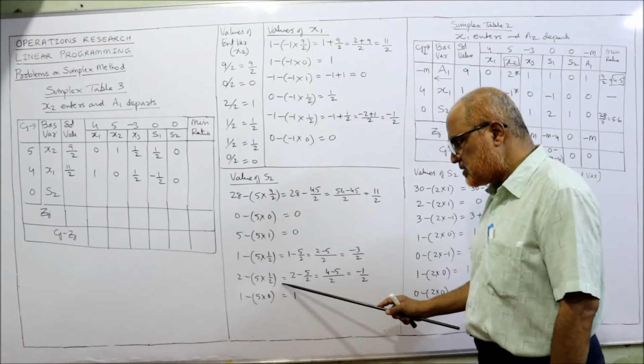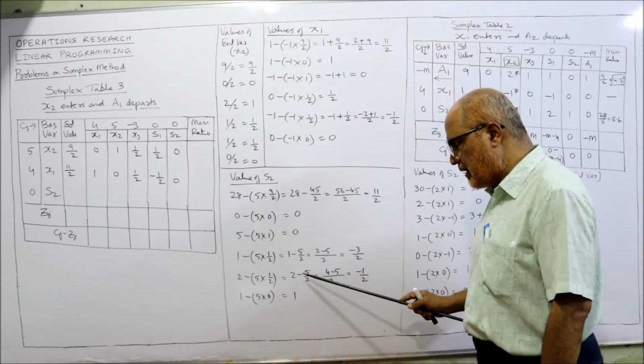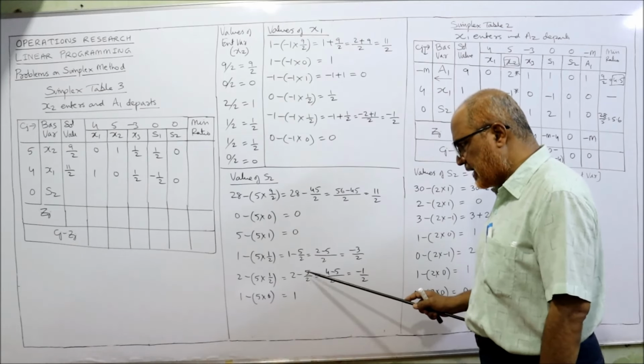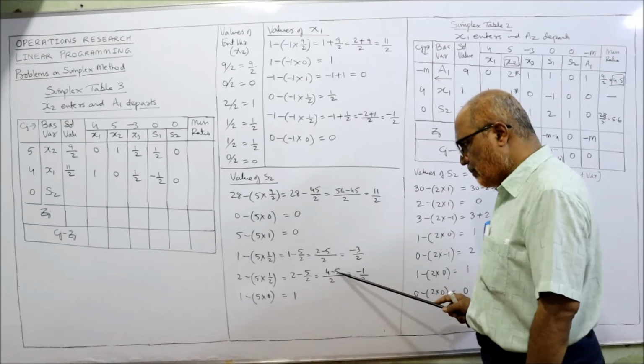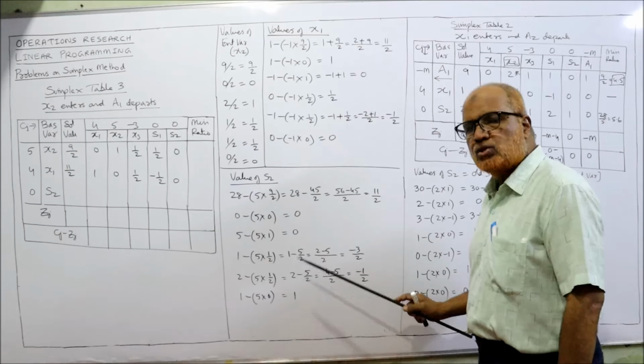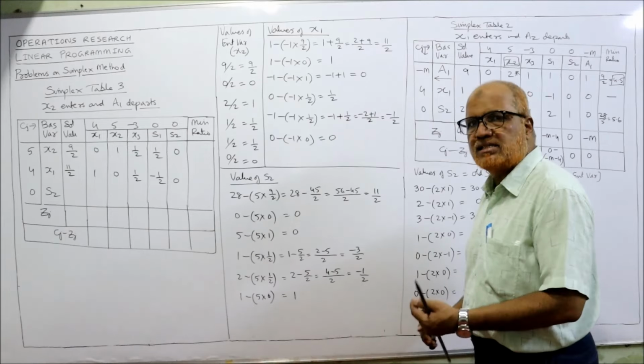Similarly, 2 minus 5 by 2. 2 minus 5 by 2. LCM is 2. 2 2s are 4. Then 2 will get cancelled, 5. So 4 minus 5 is minus 1 by 2. So 1 minus 0 is 1. So we got all the values of S2.